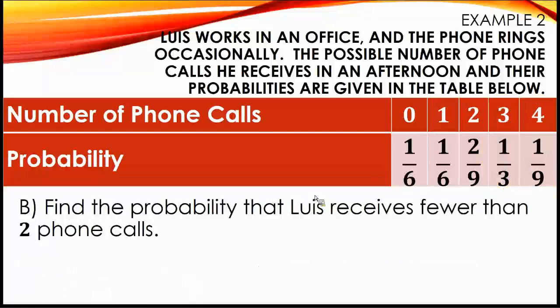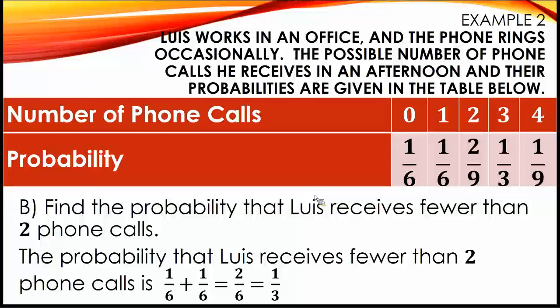Find the probability that Lewis receives fewer than 2 phone calls. Well, the probability that Lewis receives fewer than 2 phone calls is 1/6 plus 1/6 equals 2/6, or reduced, 1/3.